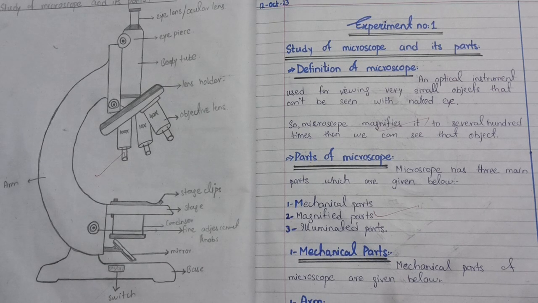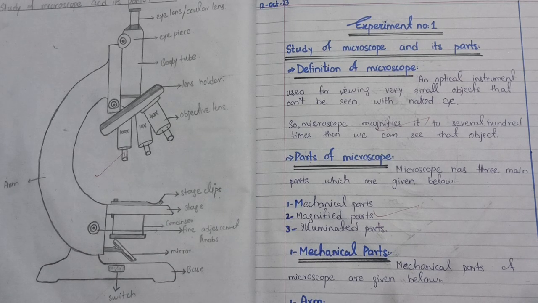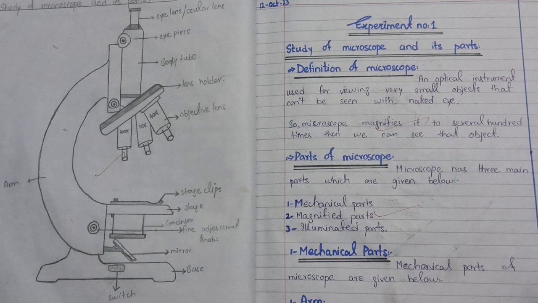So what are the parts of the microscope? Actually, there are three major parts of the microscope: mechanical parts, magnified parts, and illuminated parts. Mechanical parts mean the parts which are holding the mechanic of that microscope, which are holding or supporting the different parts of the microscope.